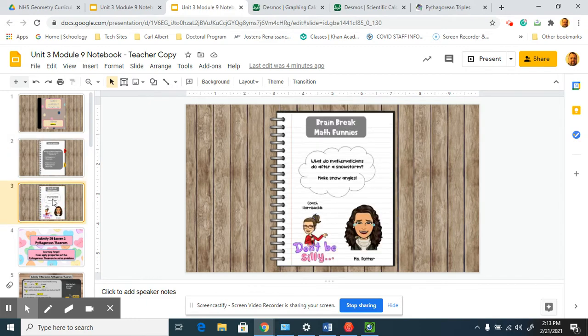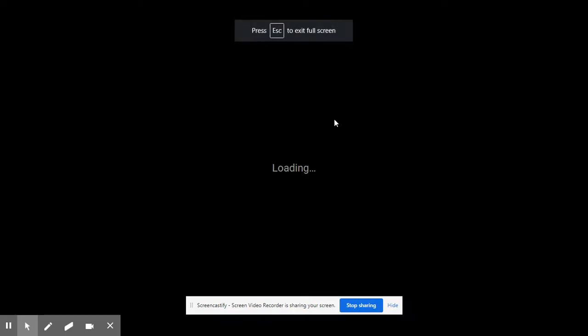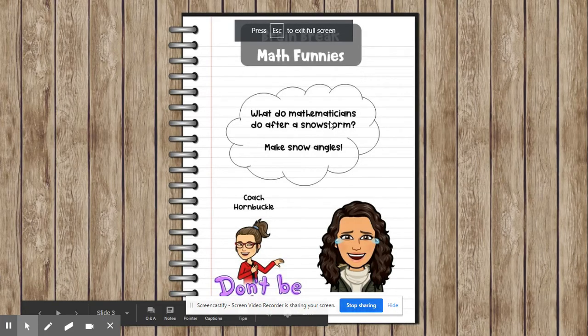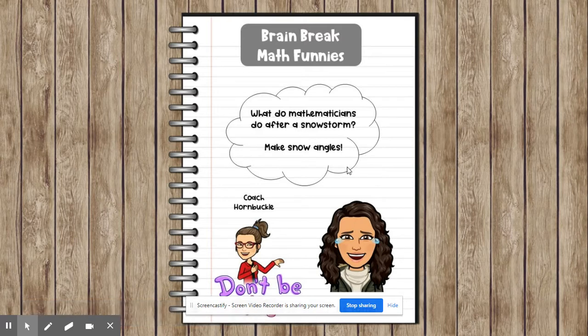So, what do mathematicians do after a snowstorm? They make snow angles. So, there you go. Miss Potter's always looking for different math funnies to put in. I hope you enjoy them.